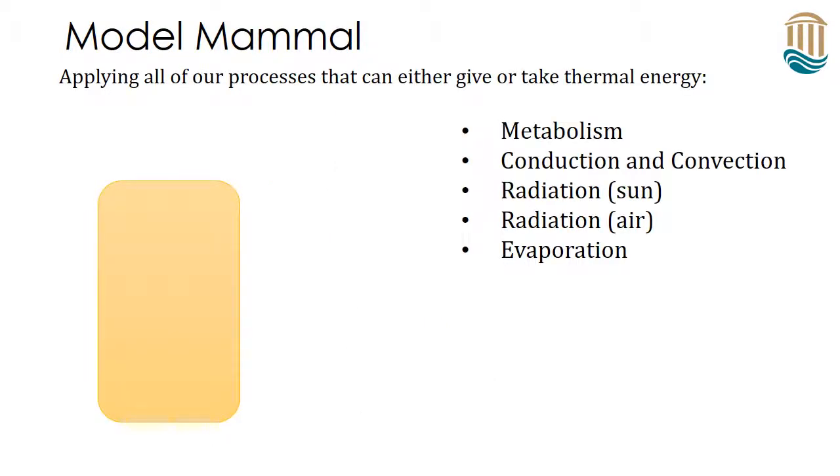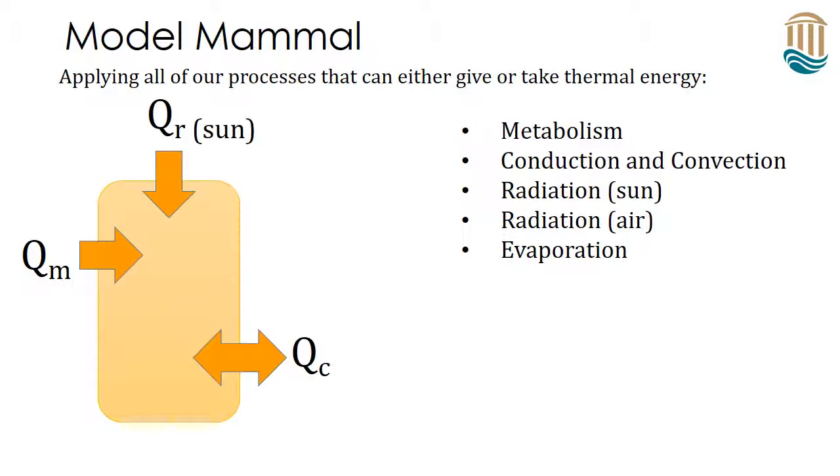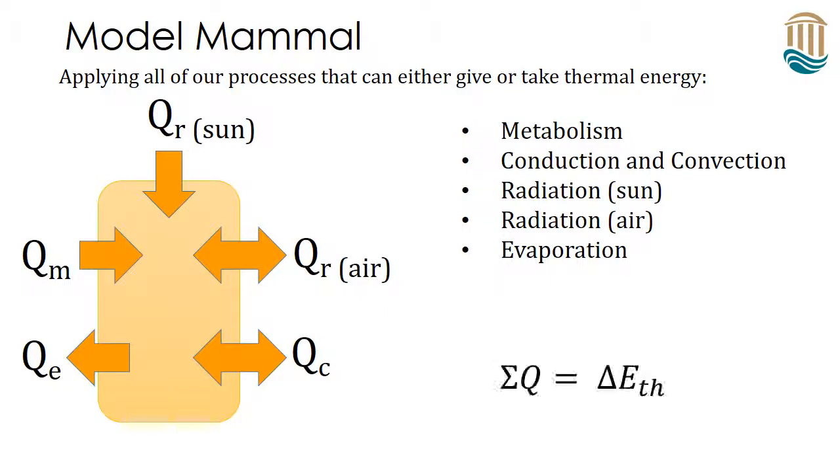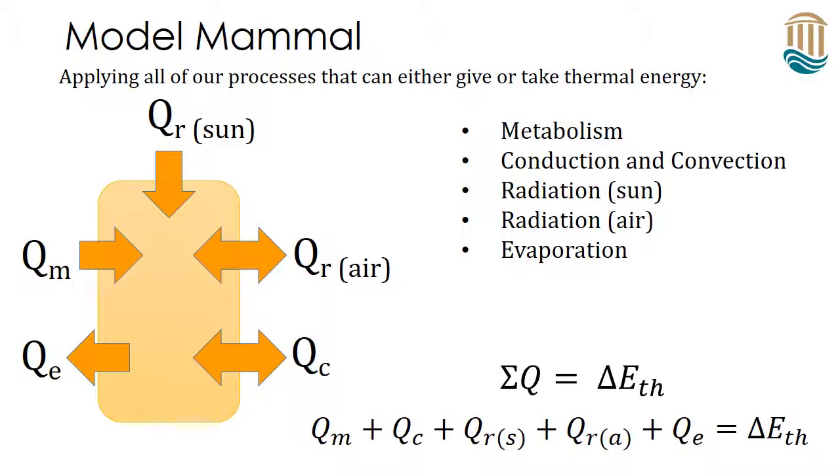So first, we need to determine all the processes that can add or take away heat. We're going to consider 5 major ones: metabolism, conduction and convection, radiation from the sun, radiation between the body and the surrounding air, and evaporation. Some of these give heat, some take away heat, and we're going to calculate them and add them all up to determine if there's a change in the animal's thermal energy.